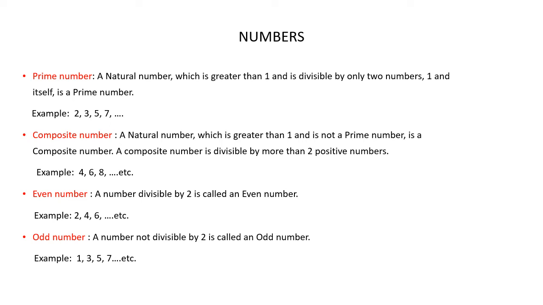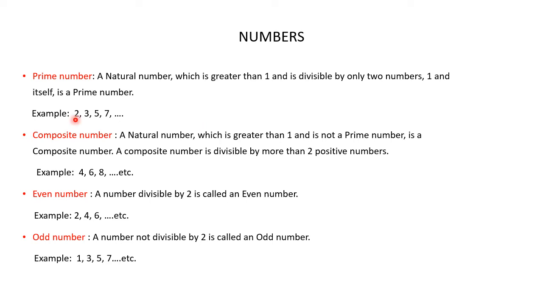So what are prime numbers? A natural number which is greater than 1 and is divisible by only two numbers, 1 and itself, is a prime number. So what does this mean? A prime number is a natural number which is greater than 1. It is divisible by only two numbers, 1 and itself. For example, 2, 3, 5, 7, etc. are all prime numbers.